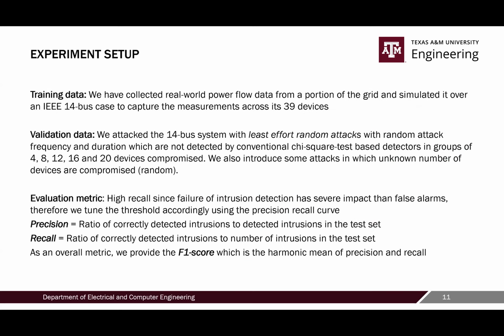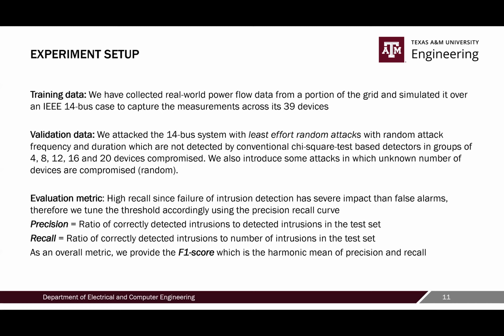In the paper, there are experiments done on a 14 bus case with measurements across its 39 devices. It's attacked with the least effort random attacks, and the number of attacked devices are 4, 8, 12, 16, and 20. There are also some attacks introduced with an unknown or random number of devices compromised.